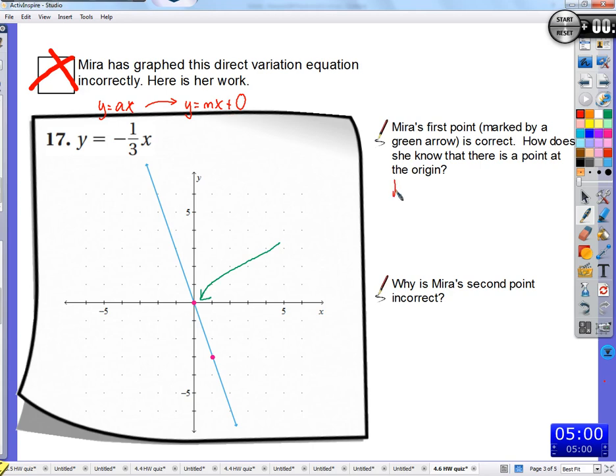So let's see, because direct variation equations always have a y-intercept of zero. I want to be technical here. It's the way that I am. Let's say graphs of direct variation equations always have a y-intercept of zero.